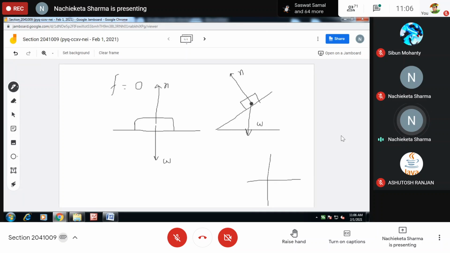So when I resolve this W into two components, one will be W cos theta, where theta is the angle. Can you repeat? Okay.